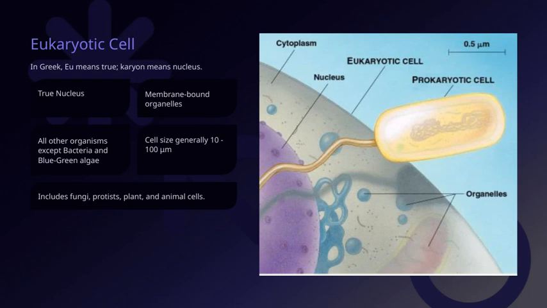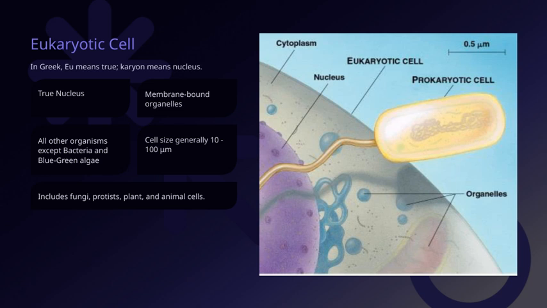Let's take a closer look at eukaryotic cells. Generally, these cells range in size from about 10 to 100 micrometers, which is a bit larger than prokaryotic cells. You'll find that they include fungi, protists, plant cells, and animal cells. One of the key features that sets eukaryotic cells apart is the presence of membrane-bound organelles. These specialized structures inside the cell perform specific functions, making the cell more organized and efficient.